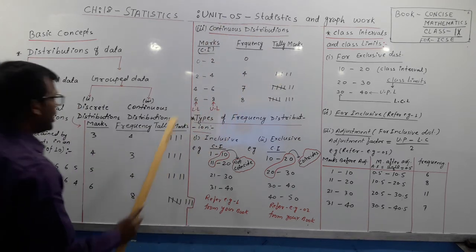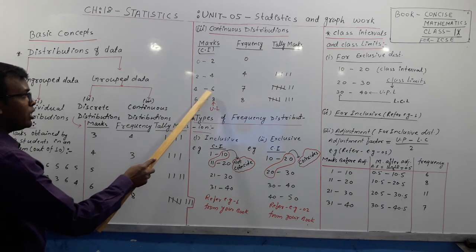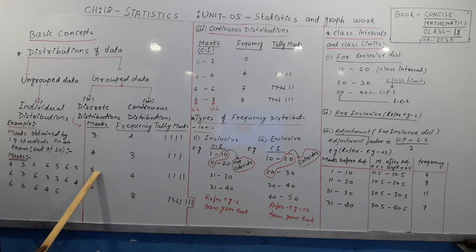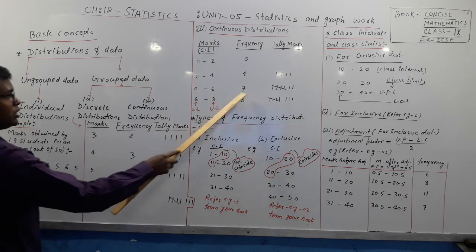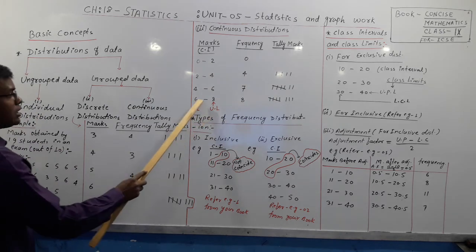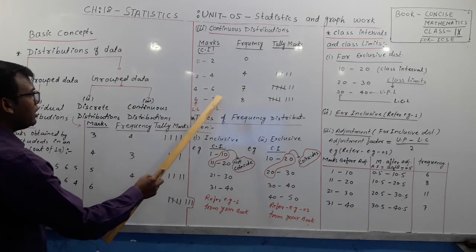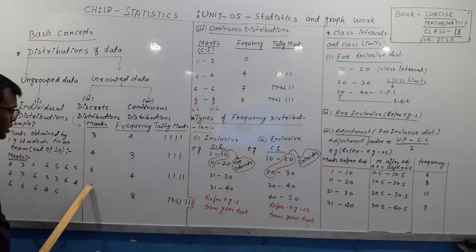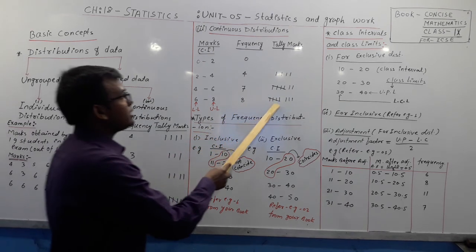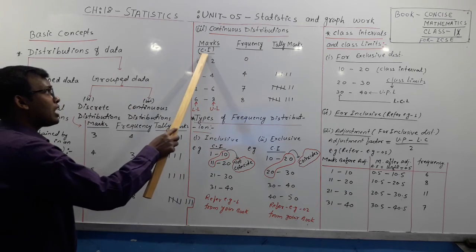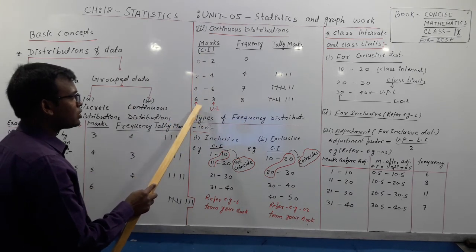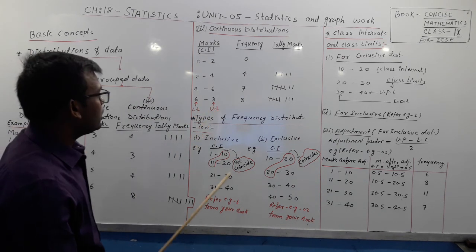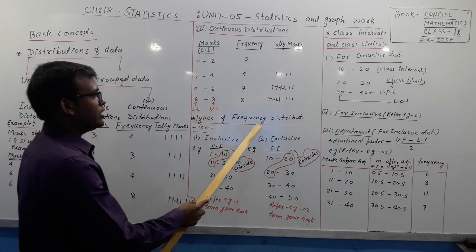Write the tally mark. And 4 to 6: 4 will be included but not 6, that means up to 5. So 4 and 5 combined, 3 plus 4 is 7. Write 7 and the tally mark. And 6 to 8 but not 8, that means less than 8 is included, so 6 has 8. Write 8 and the tally mark. In this class interval, this part is called the lower limit and this part is called the upper limit.